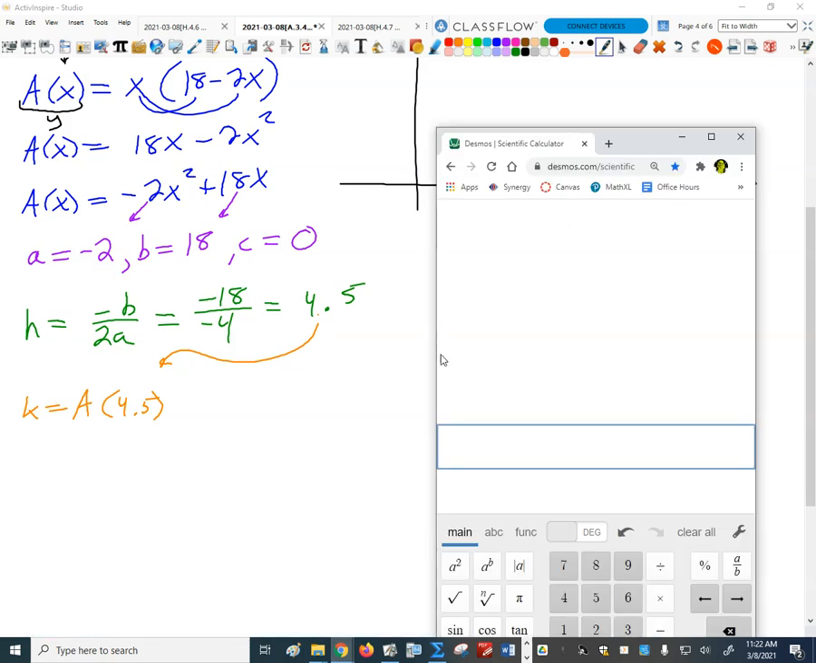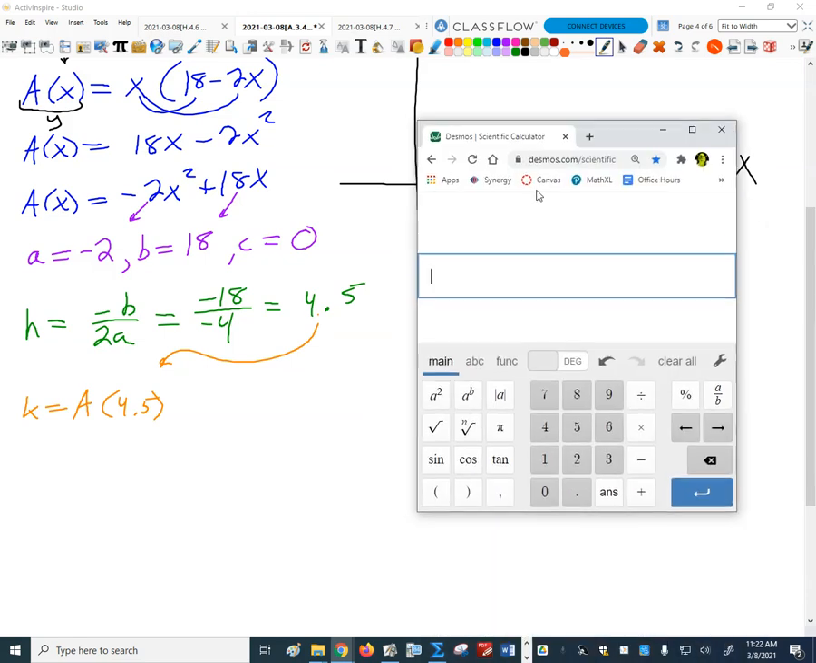So in Desmos, I'm just going to define my function, first of all, right? So I've got A of x. Remember this trick? This is so useful. A of x equals negative 2x squared plus 18x. And then I'll just go down to the next row and I'll evaluate my function at 4.5. Look what I get, 40.5 for my answer.